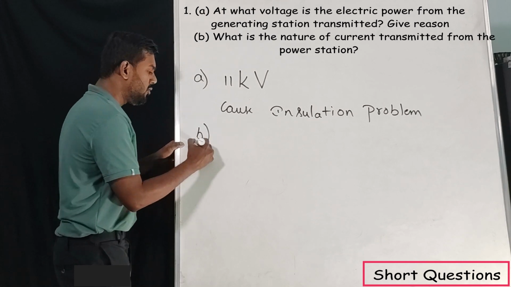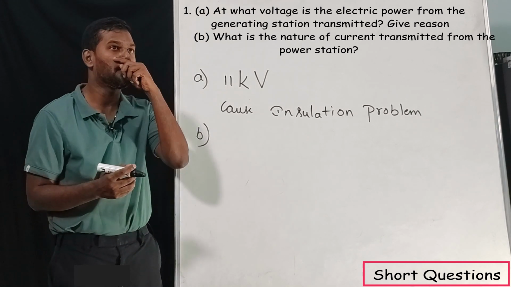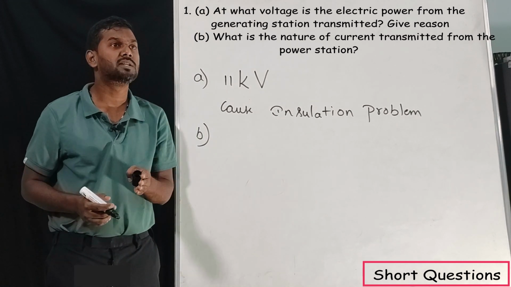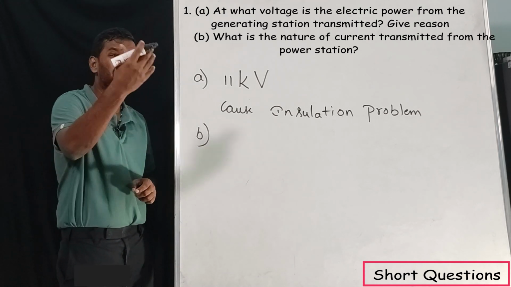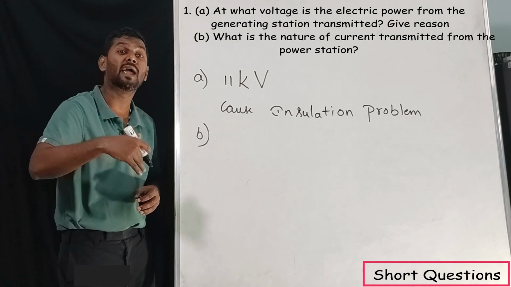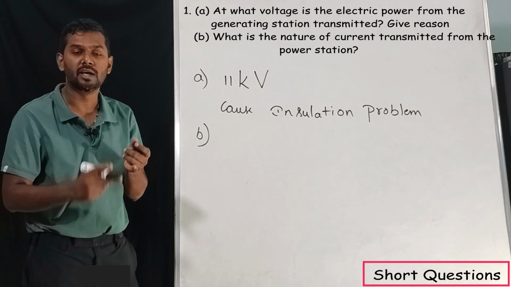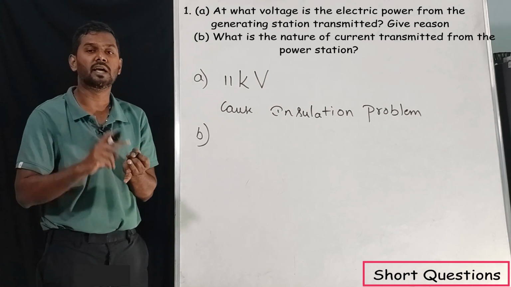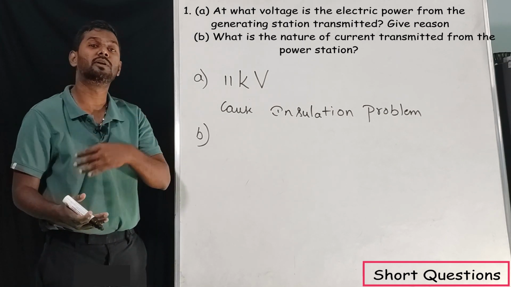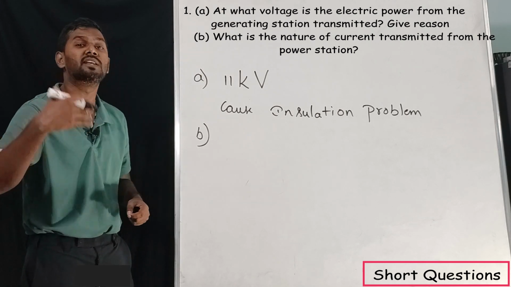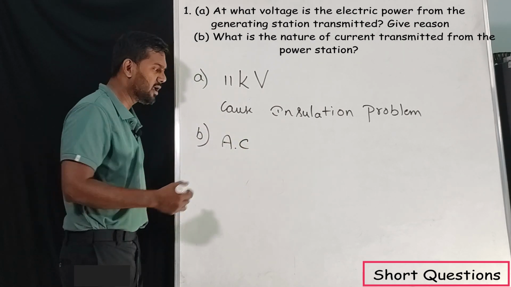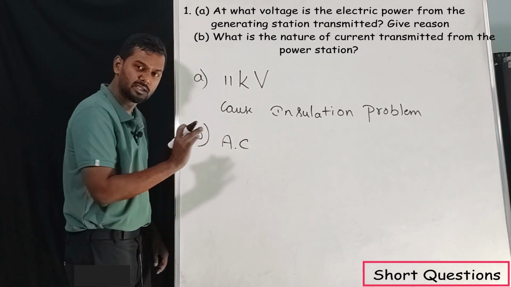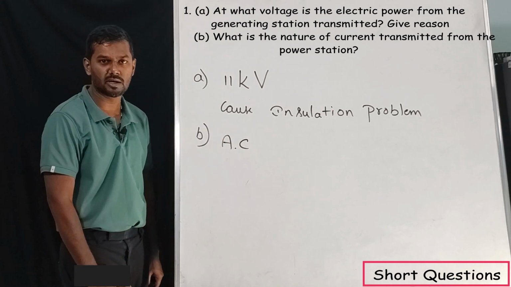Next, we have one more sub question: what is the nature of current transmitted from the power station? What do you mean by that? What kind of current? There are two types of current, AC and DC. The type is the nature of the current. So what is the nature of current? That is AC. In the exam, if you write this much, you will definitely get marks.